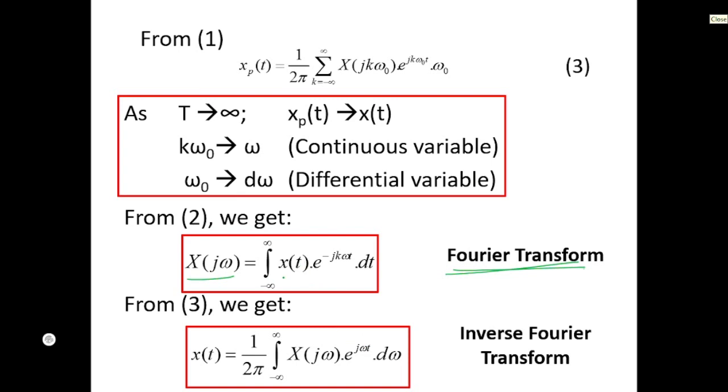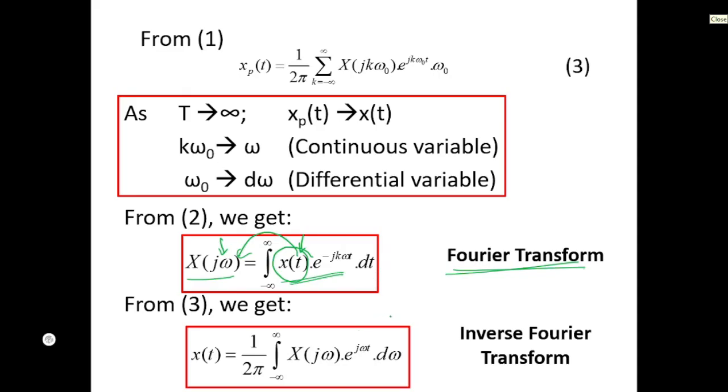What it is saying is that we are using x of t, which is the time domain signal, and converting it into another signal where the independent variable is omega. We take a signal with independent variable t, but by applying this formula we convert it into a signal with a completely different independent variable, and hence it is called Fourier transform, because we are transforming the signal.